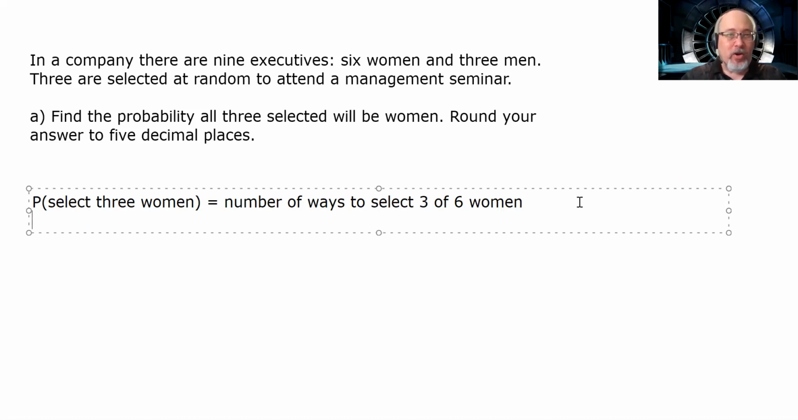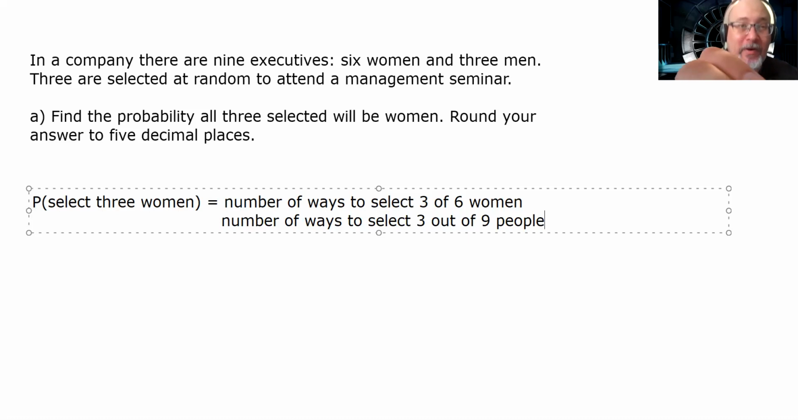Give me a second to draw a fraction bar. And our denominator will be the number of ways to select 3 out of 9 people. Because the denominator, the sample space, is the total number of ways that we can select 3 people. Our specific event is the number of ways to select 3 women. Let's draw that fraction bar in the middle.